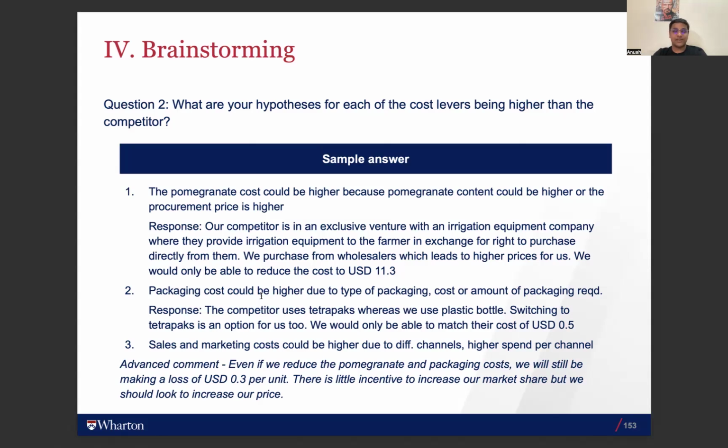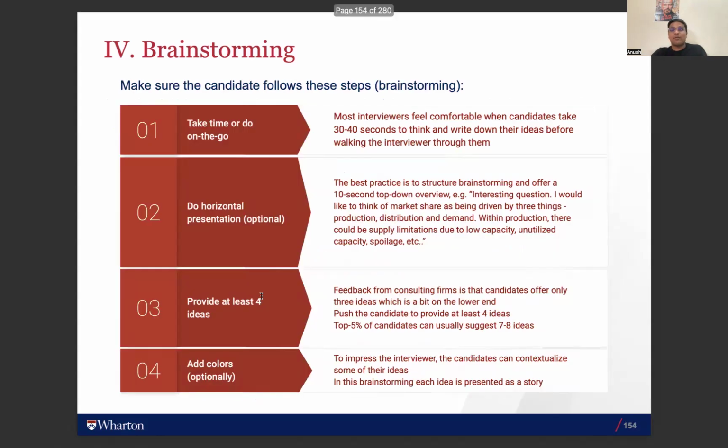Third point is sales and marketing cost could be higher because we have different channels. We are spending more per channel. It's just how it is. And our next observation is that after all our analysis, after taking a few seconds to ourselves, we say even if we reduce the pomegranate and packaging cost, we will still be making a loss of USD 0.3. You can sum up all these costs.